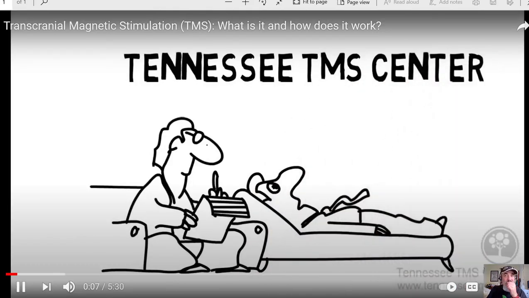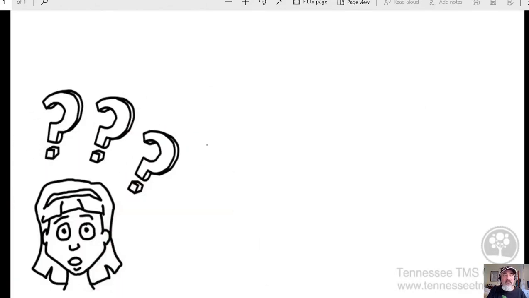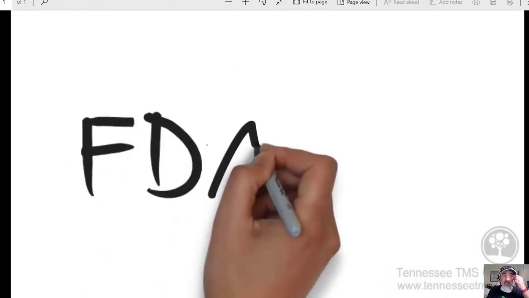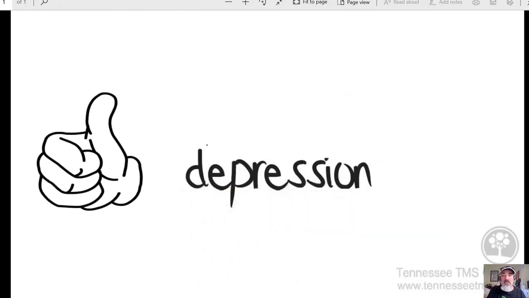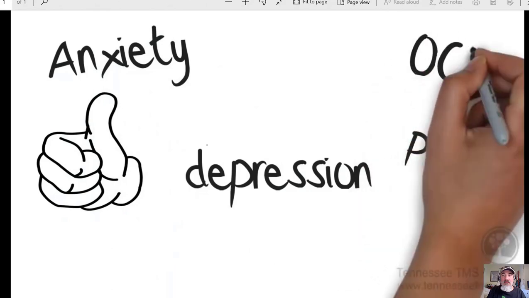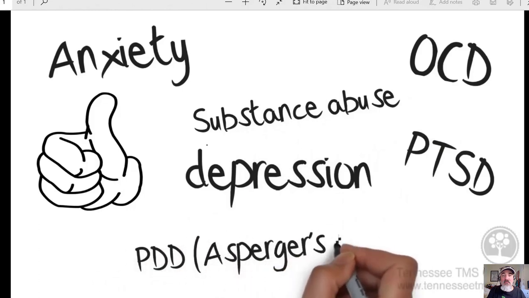Welcome. My name is Dr. Daniel Barton. I'm a child, adolescent, and adult psychiatrist and medical director of the Tennessee TMS Center. You're probably here because you're wondering what TMS is. TMS stands for Transcranial Magnetic Stimulation. It's an FDA-approved treatment for depression. It's also being used to successfully treat issues like anxiety, PTSD, and OCD. And research is finding the use of TMS to be beneficial with individuals dealing with substance abuse disorders, as well as with some of the symptoms of pervasive developmental disorders like Asperger's or autism.